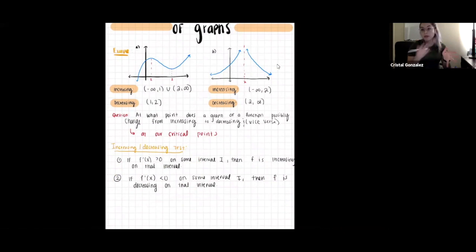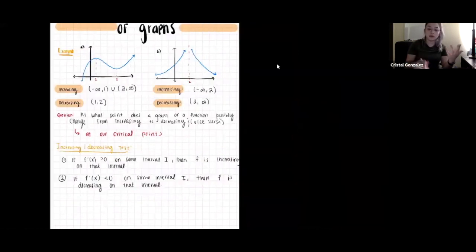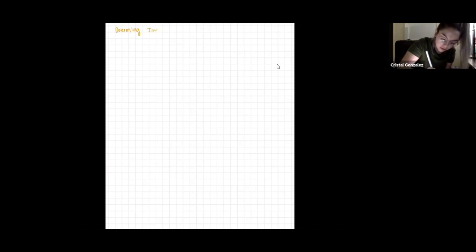And now I'm going to pinpoint how you actually use the increasing and decreasing test. We're going to go ahead and write that out. So let me switch over. Determining intervals of increasing/decreasing.